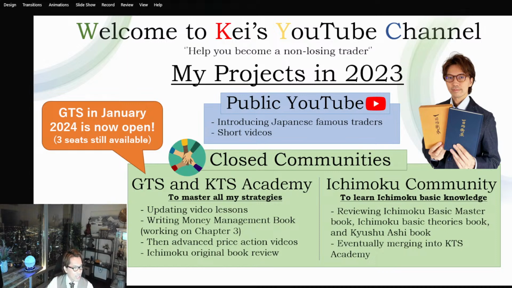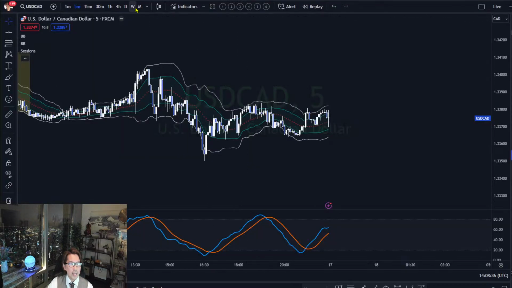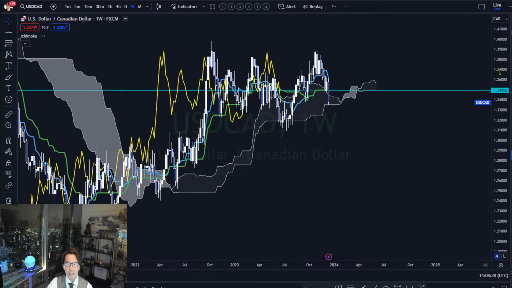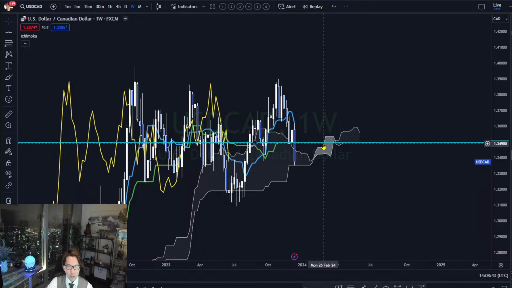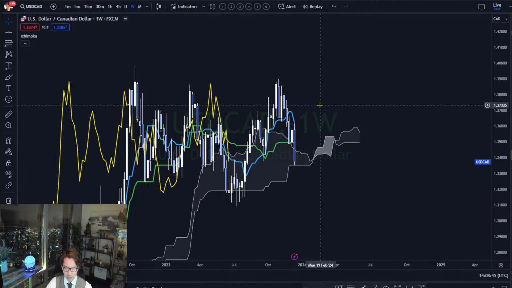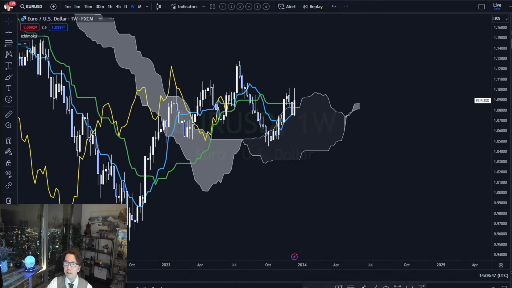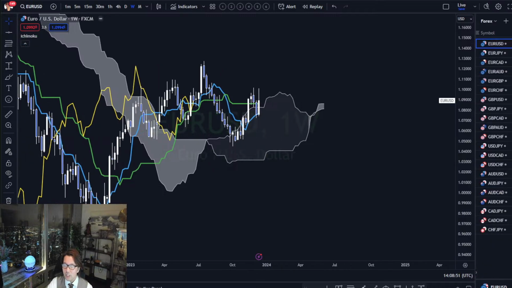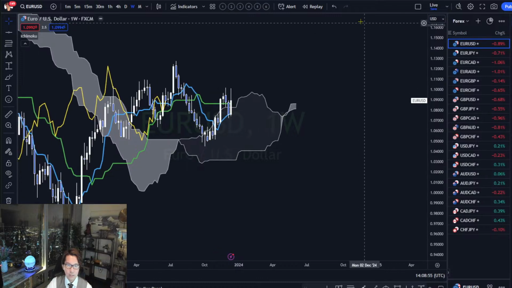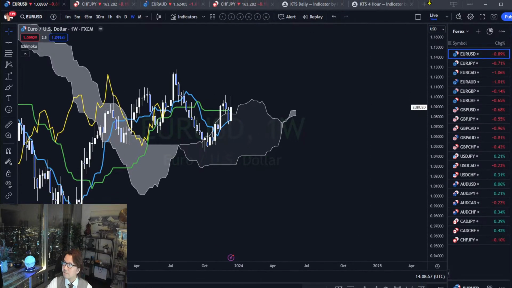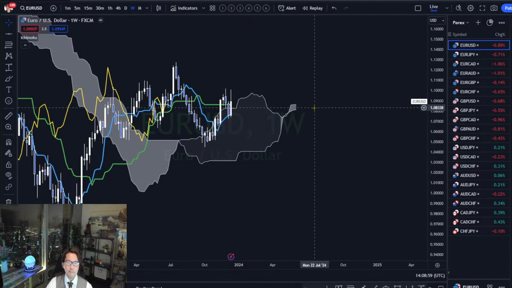Now I will switch screen to TradingView, and we will do the weekly analysis on the weekly time frame. First, let me start from the Euro USD. Let me try to fit TradingView on this page like this so that you can see the whole picture. So here is the Euro USD.